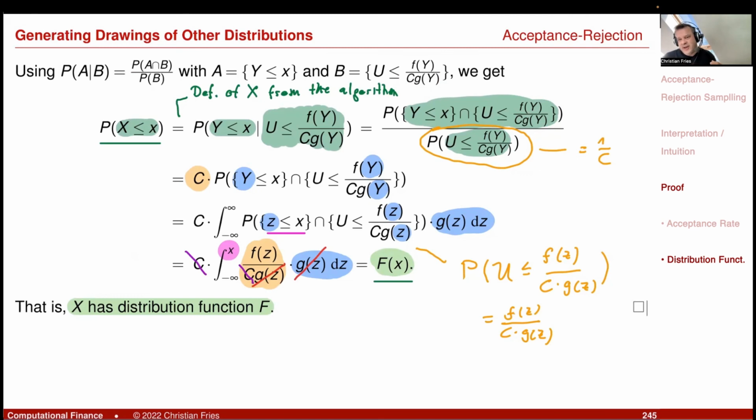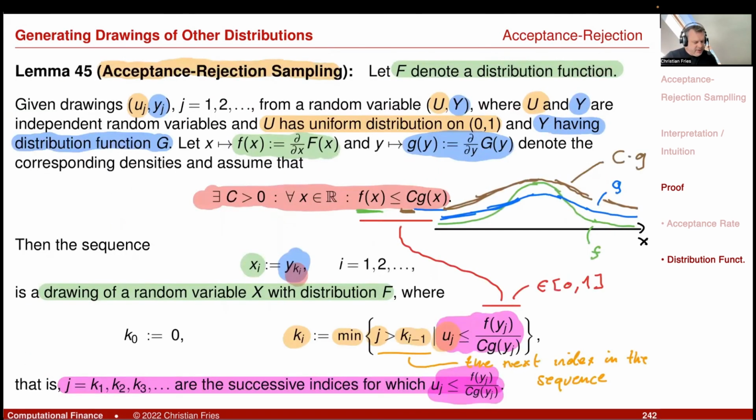The only thing I would like to have is that I'm not too wasteful with this condition. So I would like to find some function c times g that is very close to f, because if it is far away, so if this ratio c times f divided by c times g is large, it means that this gap is large. If this gap is large, it means that I throw away points quite often.